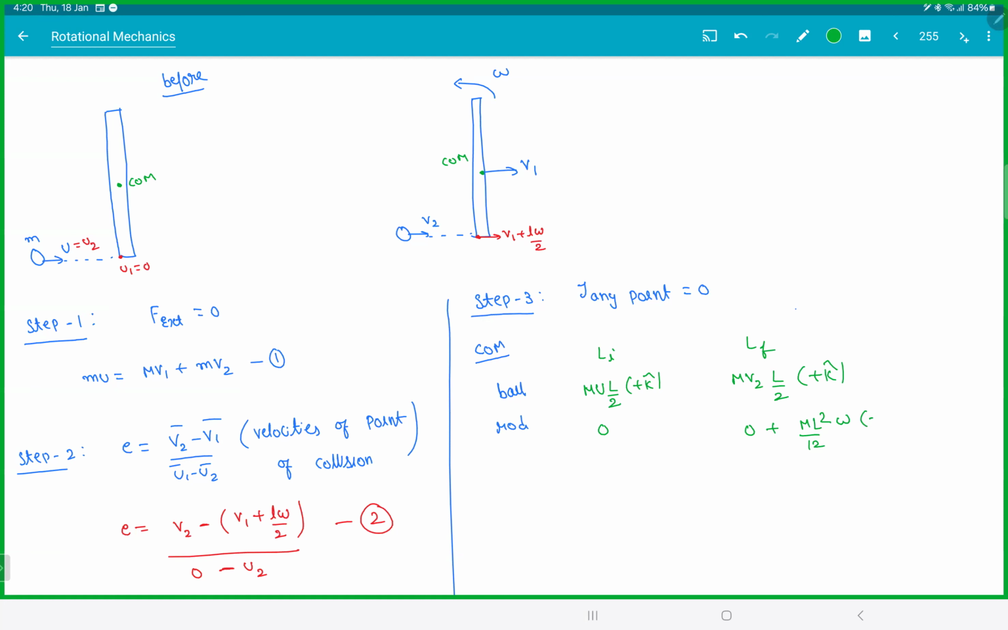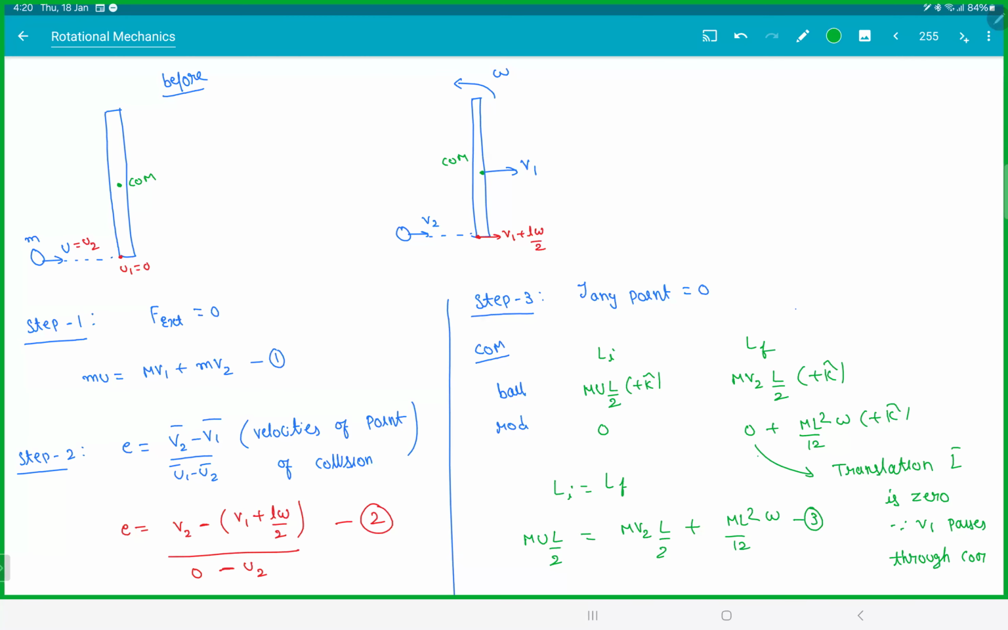Then you write L initial is equal to L final. mu L by 2 is equal to mv2 L by 2 plus ml square by 12 omega. The translational component is 0, since V1 passes through center of mass. But I don't like this center of mass thing, but nothing wrong with it. You get 3 equations, 3 unknowns, solve, you'll get the answers.